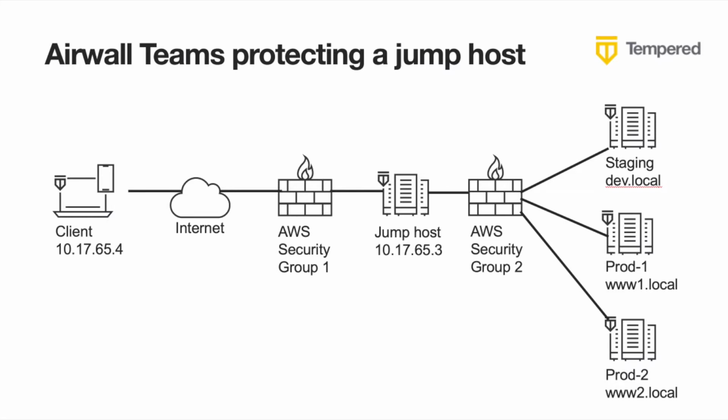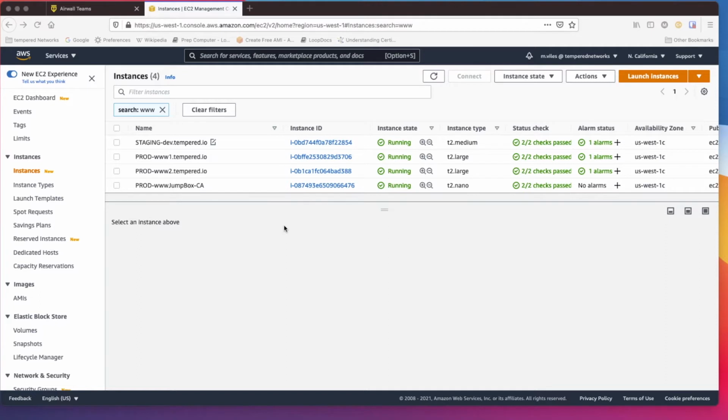Okay, I want to show a quick example of using Airwall Teams to allow access to a jump box to do DevOps and administration of production web servers. So on the screen you can see my AWS setup of 4 instances. The 2 web servers that are production web servers, a staging web server for checking content before pushing live. And then I have this jump box.